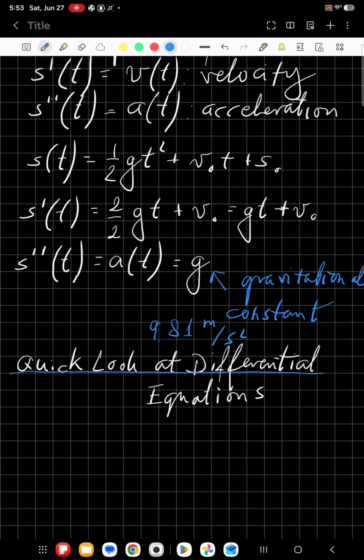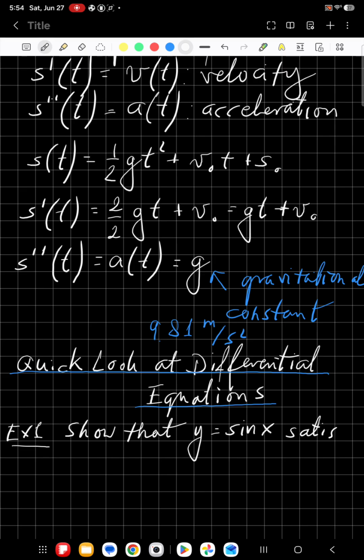And yeah, I have an example, and it goes like this. Example 1. We need to show that y equals cosine x satisfies the differential equation. I'm going to write DE for differential equation.